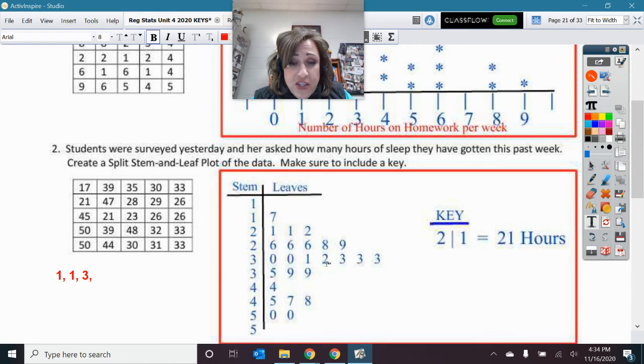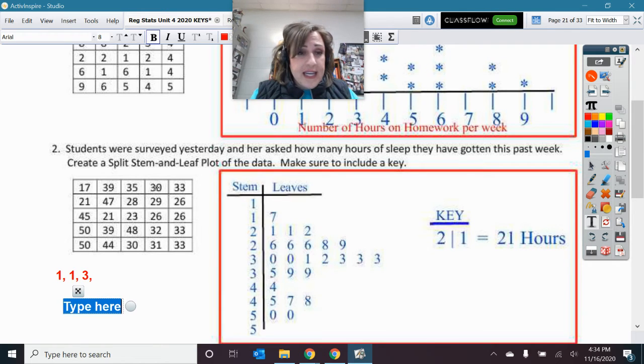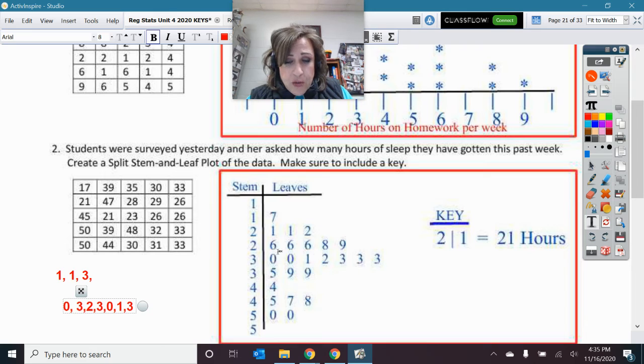When you get a bunch of pieces of data, it might be difficult to keep them in order. For example, in the lower half of the 30s, I see I've got a 0, a 3, and a 2, and a 3, and a 0, and a 1, and a 3. So 1, 2, 3, 4, 5, 6, 7. Okay, I got them all. This was just my rough draft of the pieces of data I have.